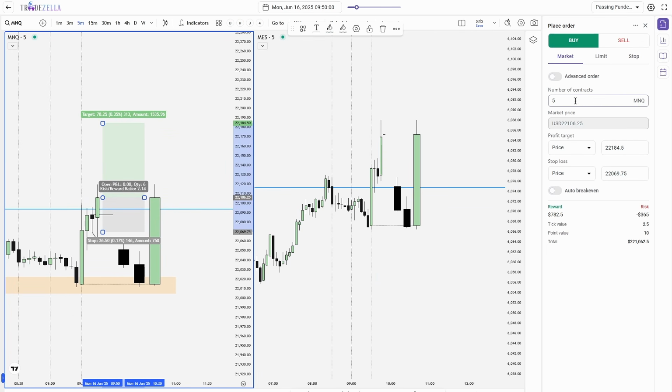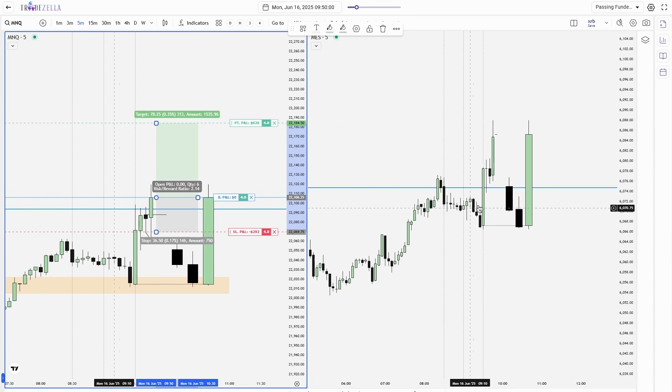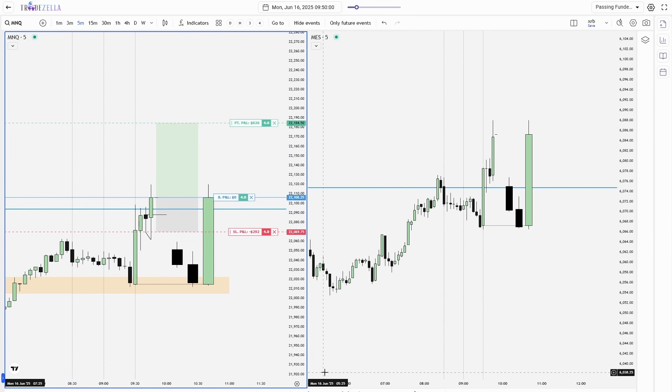So I'm entering here with 4 contracts or 3. So I'm gonna try 4 contracts because we are like $600 away from passing the account. So I'm gonna risk a little bit more and see if it is giving us something.